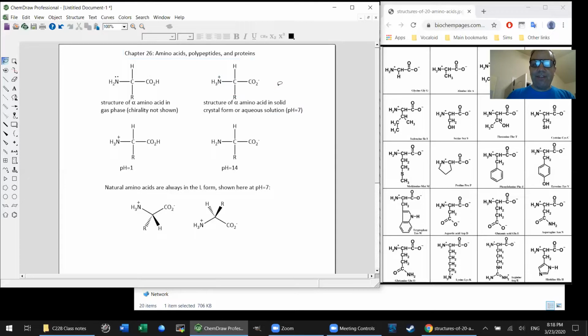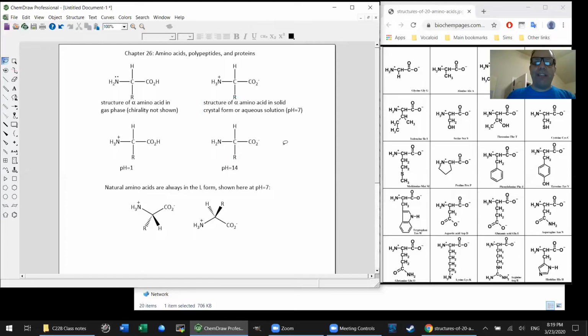And a couple things before we go on. First of all, in these structures here, and also these two in a moment, these structures are shown without considering stereochemistry at all. We'll add the stereochemistry on in just a moment. And second of all, over here, we have the way the structure appears at pH 7. We'll also look at pH 1 and pH 14.